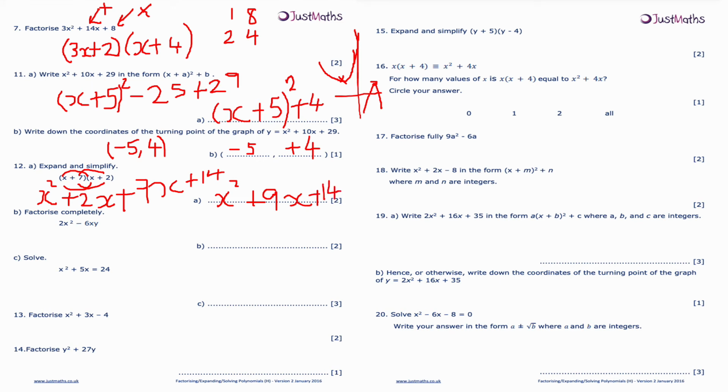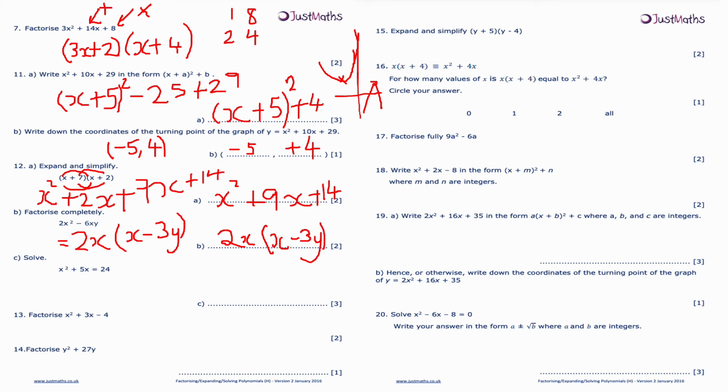This is part B. Factorize completely this. So this is actually a single bracket. The highest common factor between 2x squared and minus 6xy is going to be 2x. Open brackets, x minus 3y. And we can check our answer by expanding that single bracket. 2x times x is 2x squared, and 2x times negative 3y is negative 6xy.